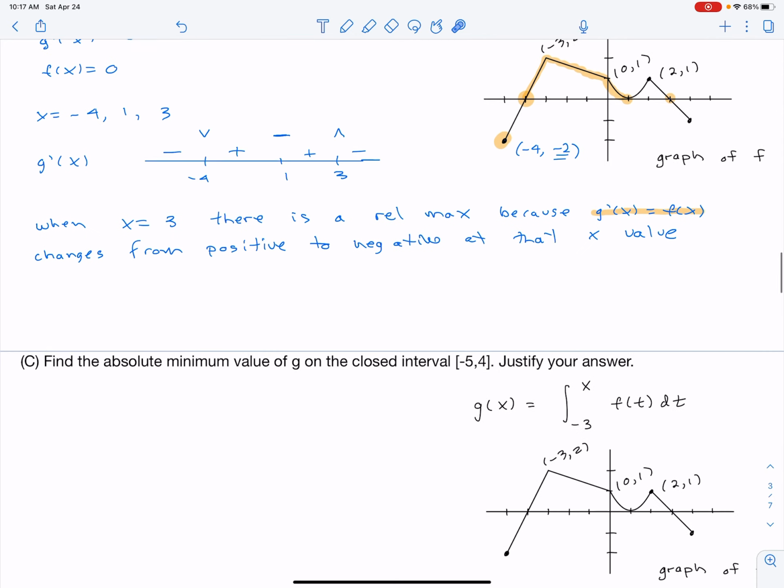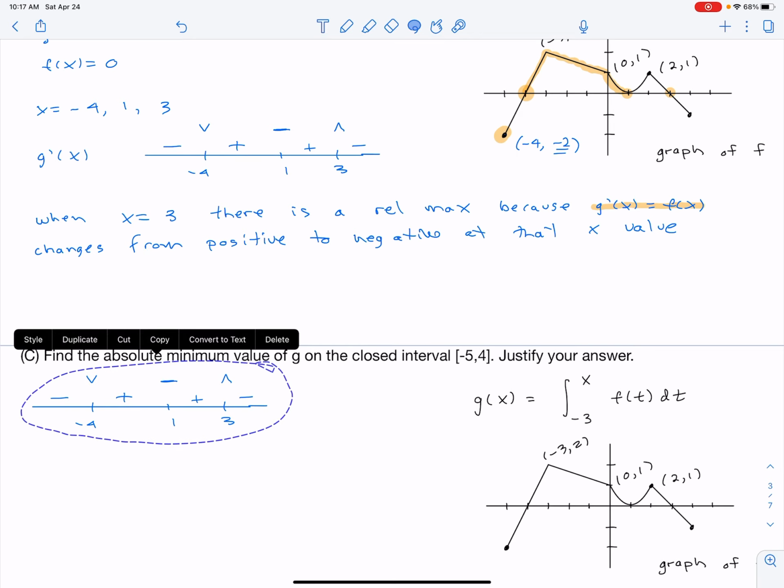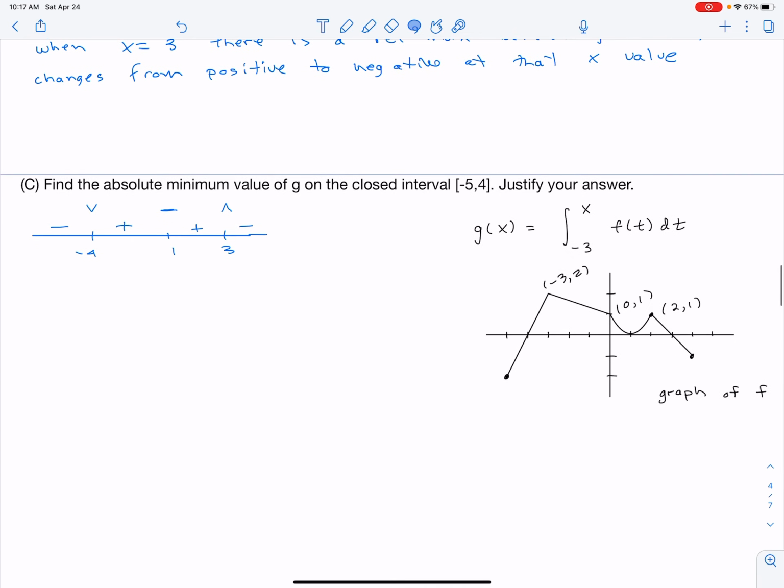So I'm going to go back here really quickly and grab this so we can talk. I'm grabbing this sign chart again because this was pretty useful. Again, they don't look at the sign chart, but it is useful to us. The reason being, one, we know our critical values. So we know that we have critical values at -4, 1, and 3.